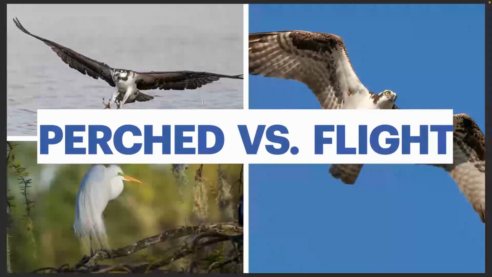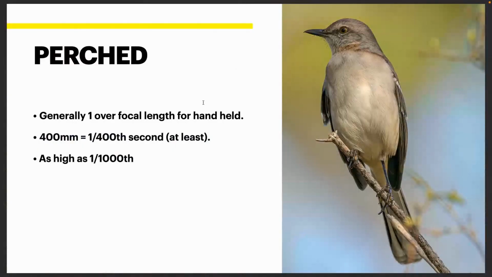Okay. So let's talk a little bit about some of those settings in relation to perched versus flight. So for perch, remember, we're going to be on manual exposure mode, lowest f-stop number that we can get to. And I'm generally, as a shutter speed, going to be 1 over the focal length that I'm shooting for handheld stuff. So if you're shooting at 400, I'm going to be at 1/400th. If you're shooting at 800, I'm going to be at 1/800th of a second. And that's because we can't handhold those long lenses and those long focal lengths at much less.